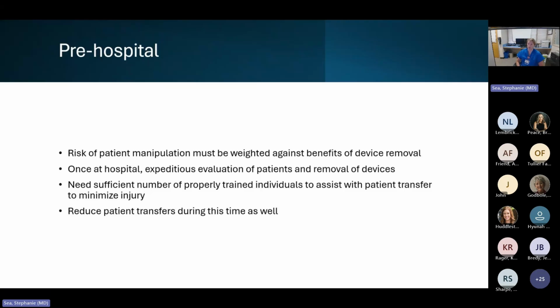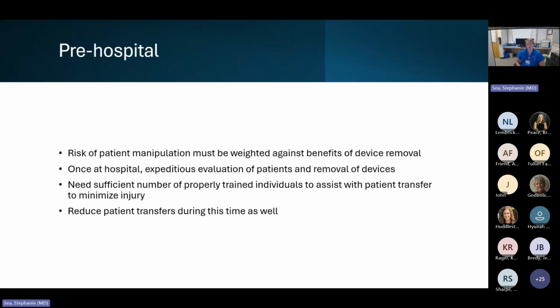And we're going to watch a video for a true log roll, and you need 3 people minimum to do an appropriate log roll. You need that 4th person if you're actually examining the back and getting a sufficient exam. So it requires a lot of people, hence why we all are there and physically present in the trauma bay to help assess these patients.